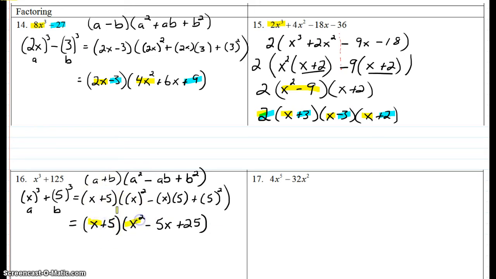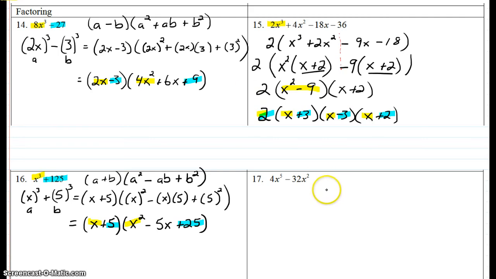X times x squared gives us x cubed. 5 times a positive 25 gives us a positive 125. So that looks good.